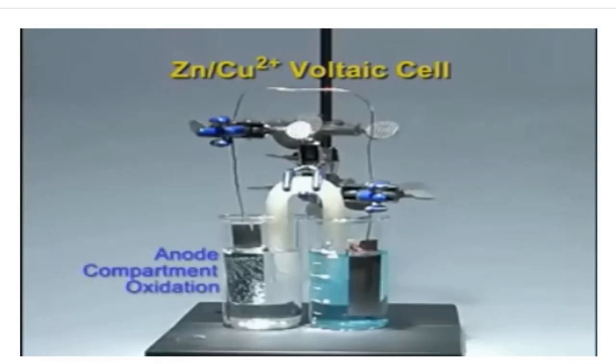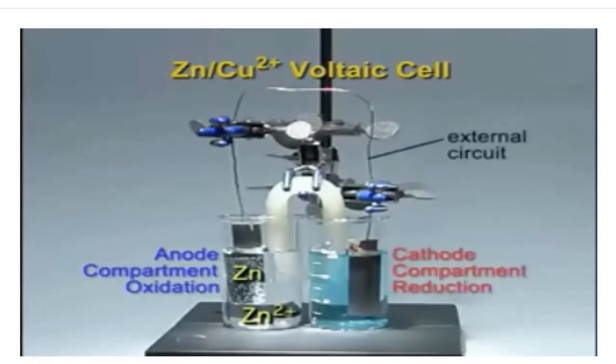Oxidation takes place in the anode compartment in which a zinc electrode dips into a zinc nitrate solution. Electrons leave this compartment, travel through the external circuit, and enter the cathode compartment. There, reduction takes place at a copper electrode dipping into a copper nitrate solution. A salt bridge maintains charge neutrality in the two compartments.